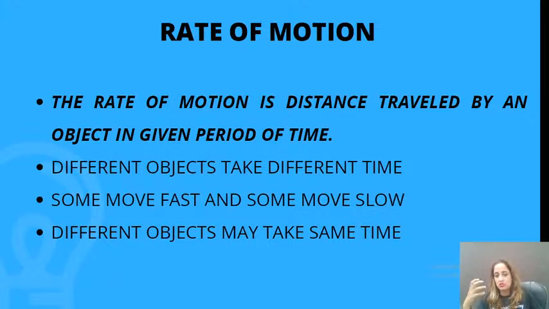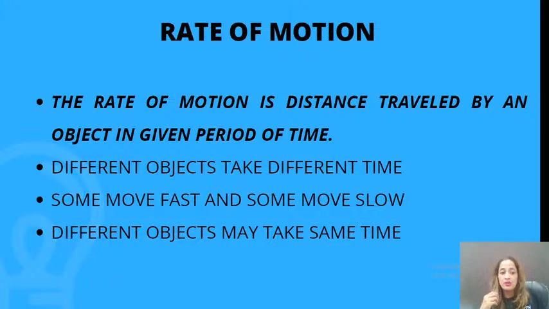Let's say you start from your home and your brother also starts from your home. Maybe you are walking fast, so your rate of motion is different. Let's say your brother is younger than you and he cannot walk very fast. So his rate of motion is slow because he's moving slow. The distance covered by you in a given period of time is more, so your rate of motion is more. And the distance covered by your brother, because he's small and he cannot walk fast, is only a smaller distance in a given period of time.